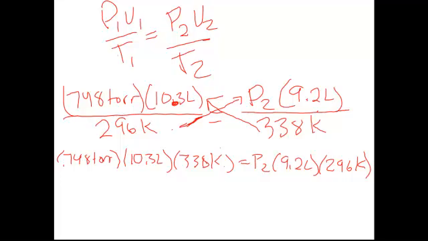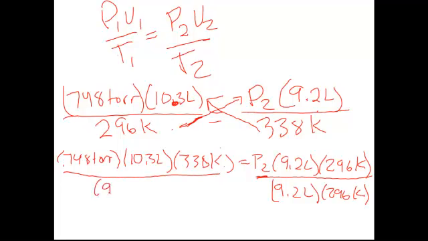Because now, once we've cross multiplied, to get P2 by itself, we're going to divide each of these. So both sides, we're going to divide by 9.2 liters and then by 296 Kelvin. And then obviously on our right-hand side, everything cancels. On our left-hand side, the Kelvins cancel, the liters cancel, and all we have left is what they're asking us for, which is torr.